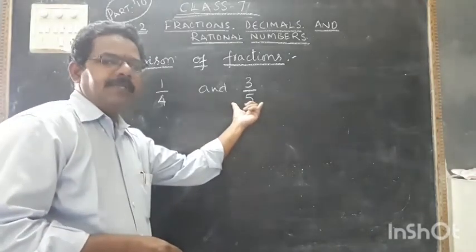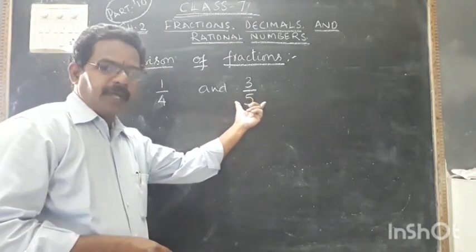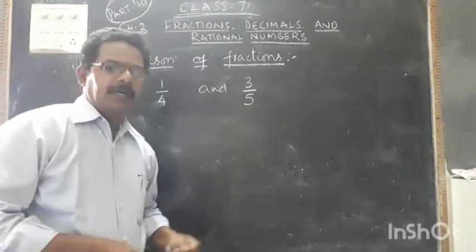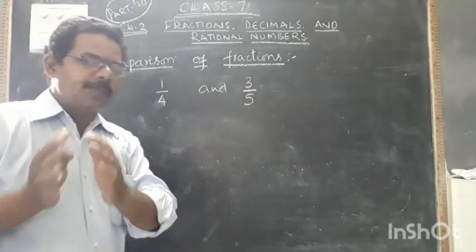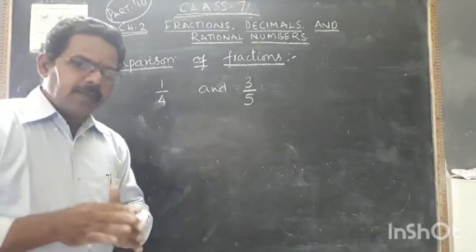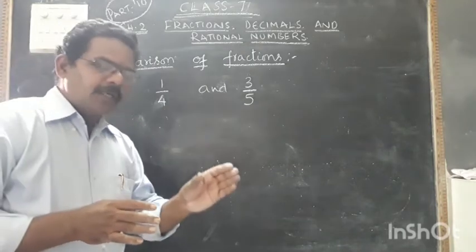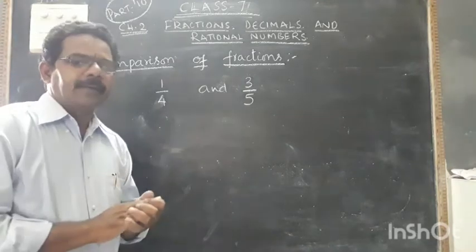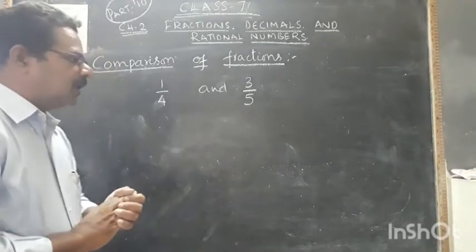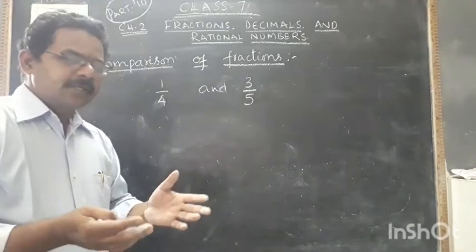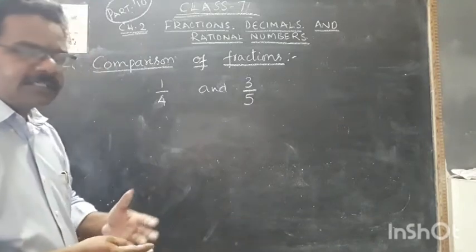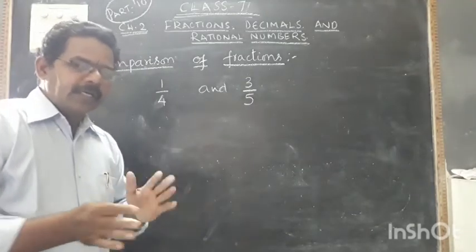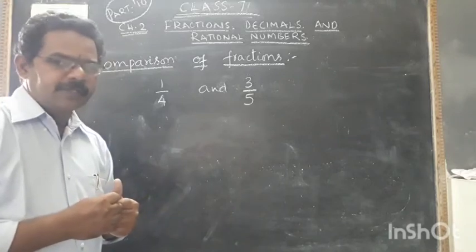Here, the same object, I have made it into 5 parts, I have taken 3 parts. So the 3 parts are also with me. Now you can imagine which 1 part is bigger or 3 parts are bigger. That we have to compare. So in general, if you have an object, suppose one cake, one chocolate, one apple, you can cut it and you can find out which one is bigger and which one is smaller.